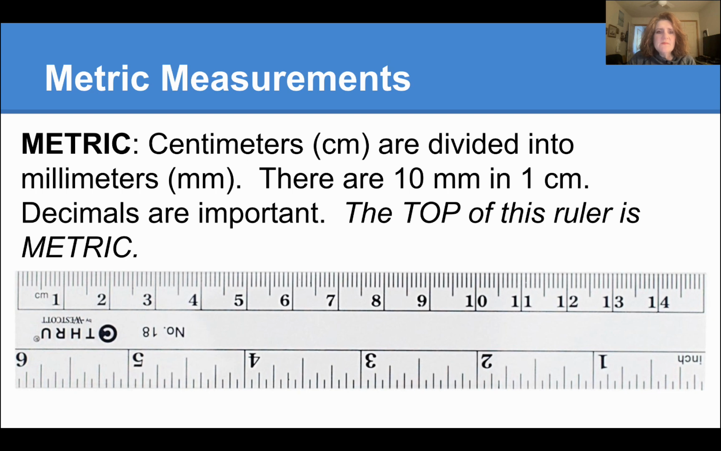First, let's start talking about metric measurements. Metric is what's used in science. Metric is measured in centimeters, millimeters, meters, and kilometers, and centimeters are divided into millimeters. There are 10 millimeters in 1 centimeter, and decimals are incredibly important. The top of this ruler is in metric.